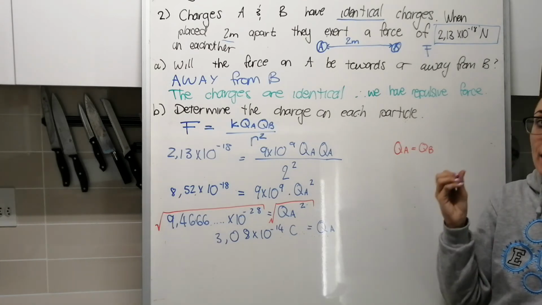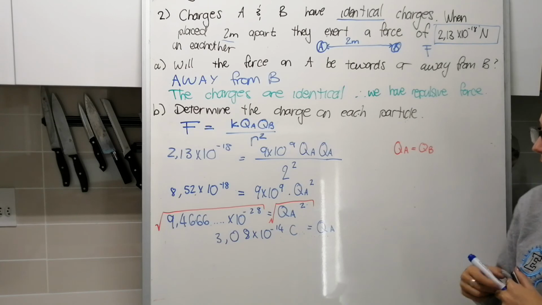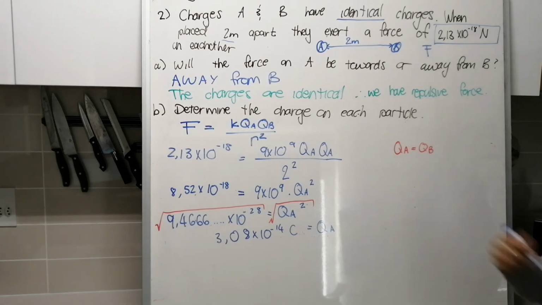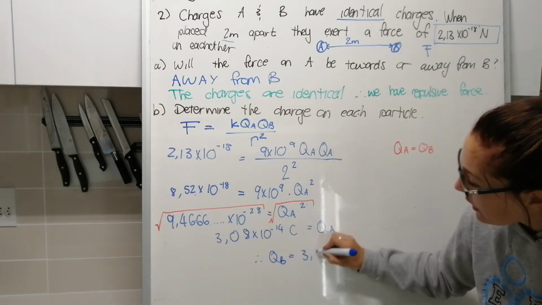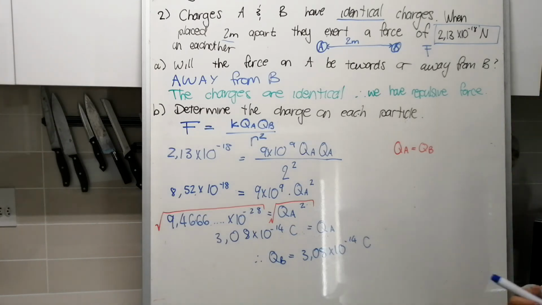Obviously, we can't tell whether they're both positive or both negative, but we can at least find the magnitude on A, and we know that the magnitude of the charge on A is equal to that of the charge on B, so we can say the charge on B is also equal to 3,08 times 10 to the negative 14 coulombs. And we're done. And that is all of the examples.